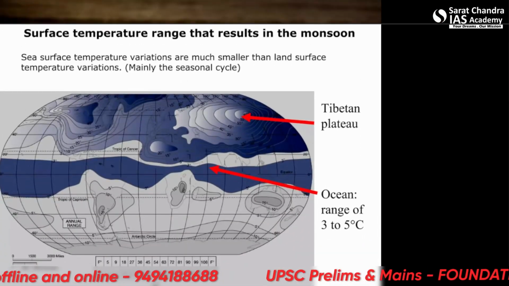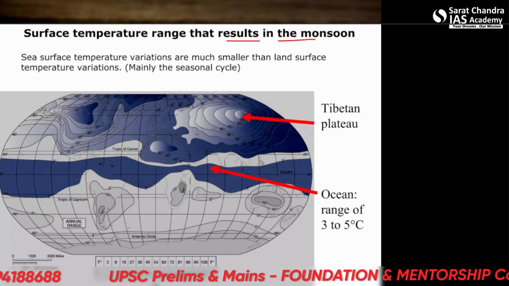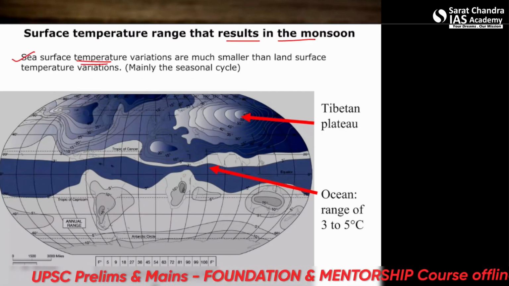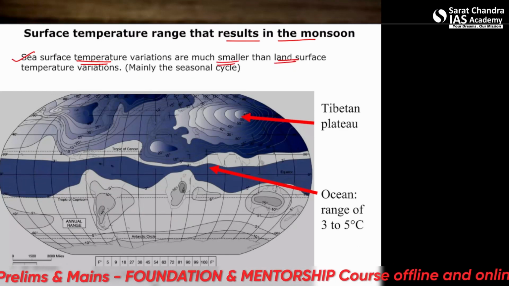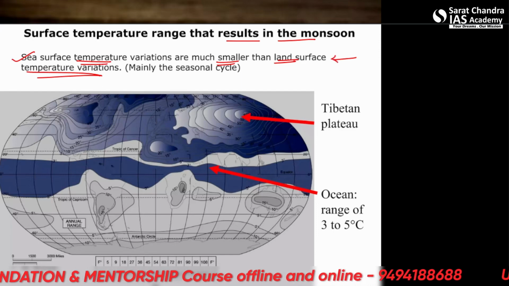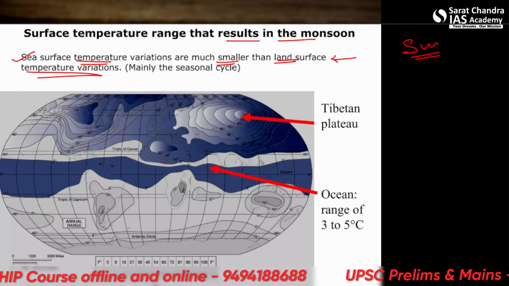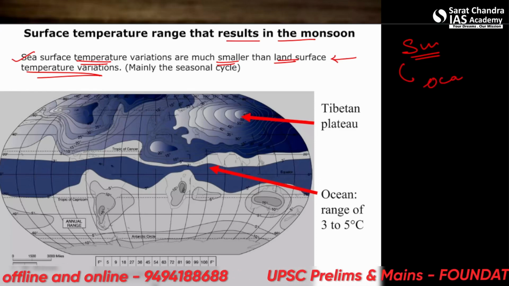Alright. So, the surface temperature range that results in the monsoon. We'll see this map here. Sea surface temperature variations are much smaller than the land surface temperature variations. This is one of the most important things that you need to learn: the sun affects the land more rather than the ocean.